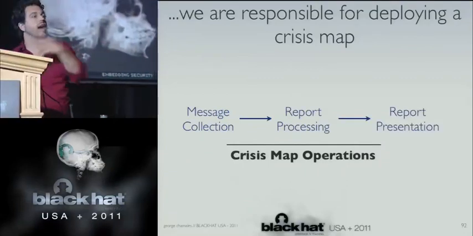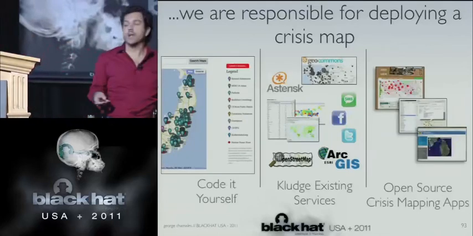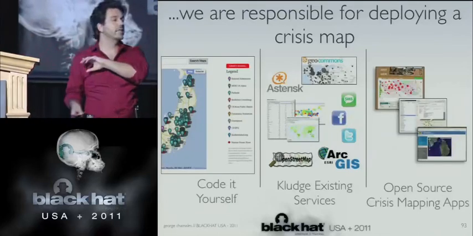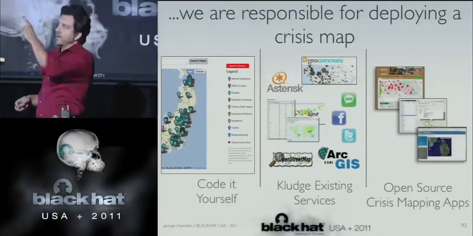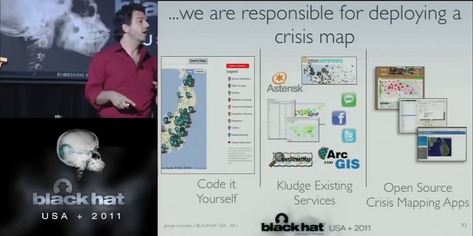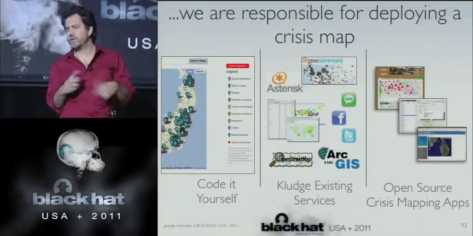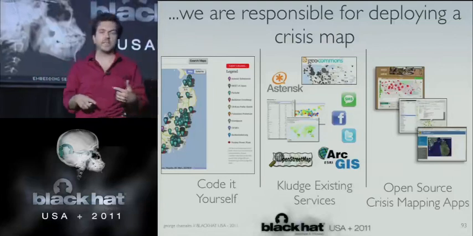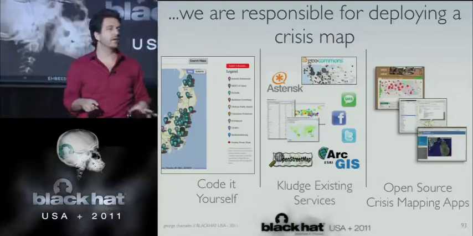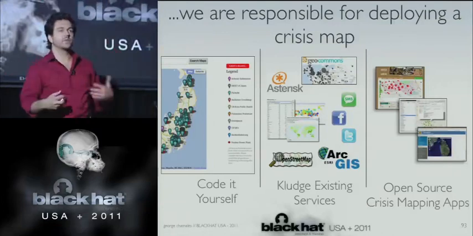And for actually setting up these crisis maps, you have right now kind of three basic options. The first is you can code it yourself. You can just sit down and knock it out. The picture on the left there is a deployment that was done to track radiation following the Fukushima nuclear plant disaster. That was put together by a team of a combination of US and Japanese coders.